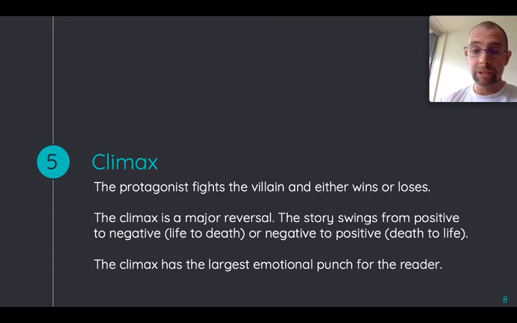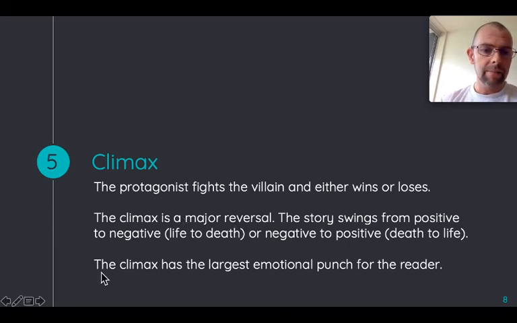In the example I was using with Macbeth, the climax moment of the whole play is Macbeth fighting Macduff, and there's a major reversal. Macbeth's story swings from life, he's alive, he's successfully killing other people, to death, and Macduff gets his revenge and kills Macbeth, and Macbeth dies.